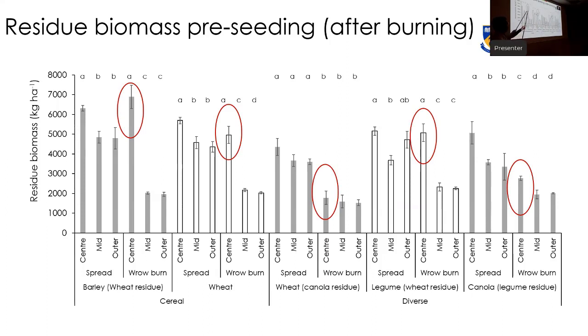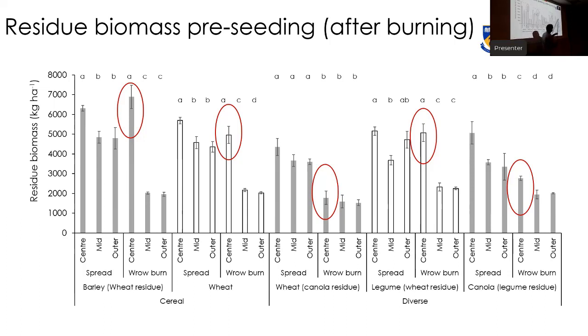So here is our centre location where the windrow was. We burned it now. It was up here at 15 to 20, and now I've brought it back down to roughly the same level as where we tried to spread the residue. And that's happened. That's a cereal residue. For our diverse rotation, we have canola residue here, and we see where we burned, we brought that level right down.